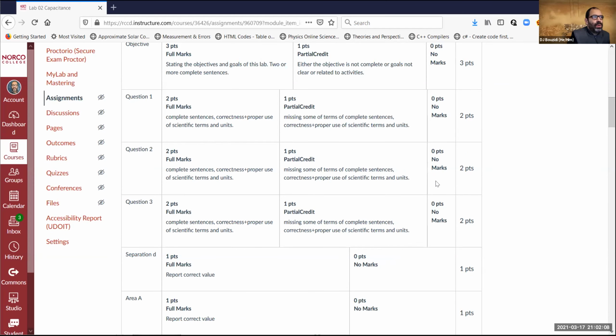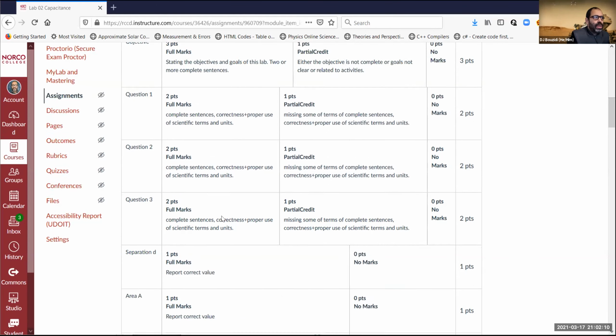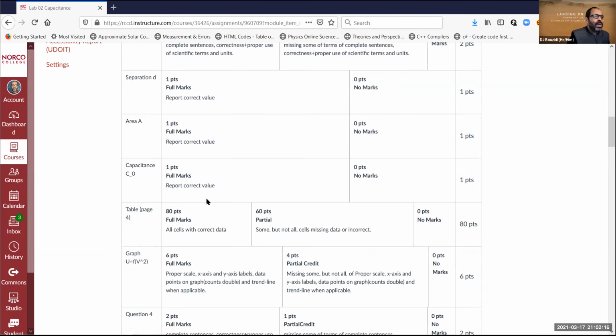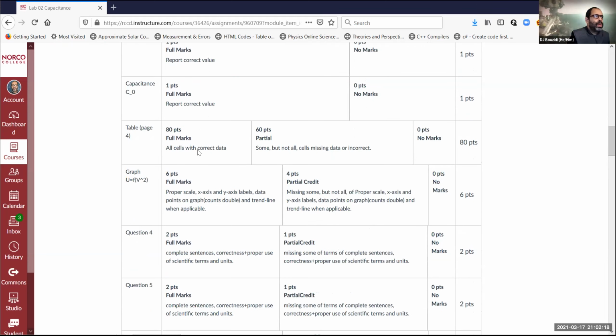Usually the questions are worth 2 points, and they're graded as such. And if there is a single value that you're supposed to report, it's worth 1 point, like this one in here. And then tables are worth more points. In here, you have a table that has basically 80 cells. So if all of them are entered correctly, you should get 80 points for it, and if there is partial credit and so on and so forth. There is a graph in here, so you need to include that. That too is graded, and you know exactly how much graphs are worth in here.